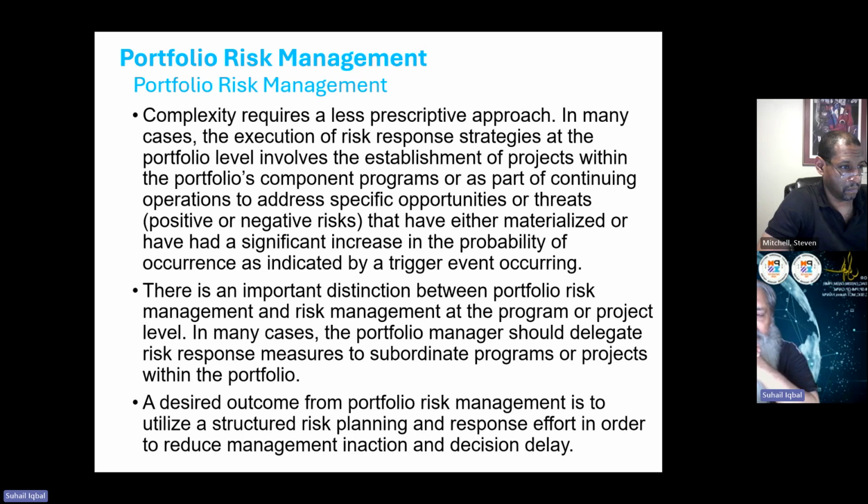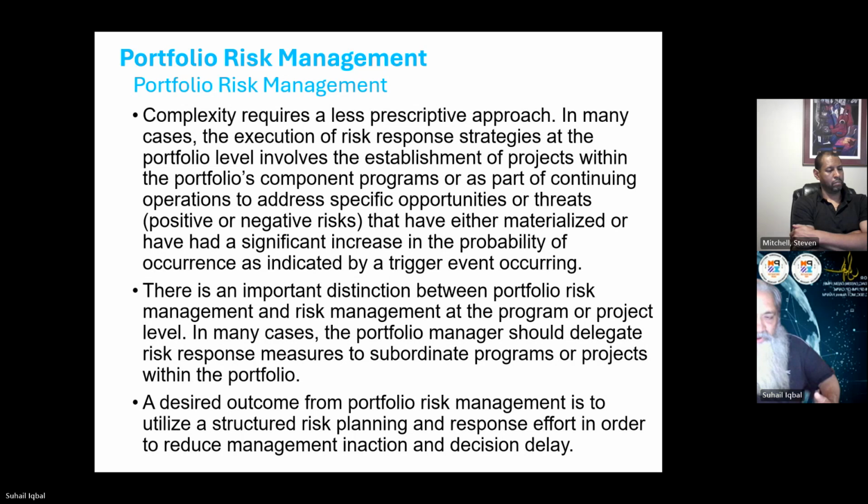There is an important distinction between portfolio risk management and risk management at the program and project level. What is that? In many cases, the portfolio manager should delegate risk response measures to subordinate programs and projects. That is very interesting. The portfolio manager has identified portfolio level risks, and then he decides that some of these risks, which are more aligned with the respective programs or projects, he would move to programs and projects. And then it becomes their responsibility to act on that.